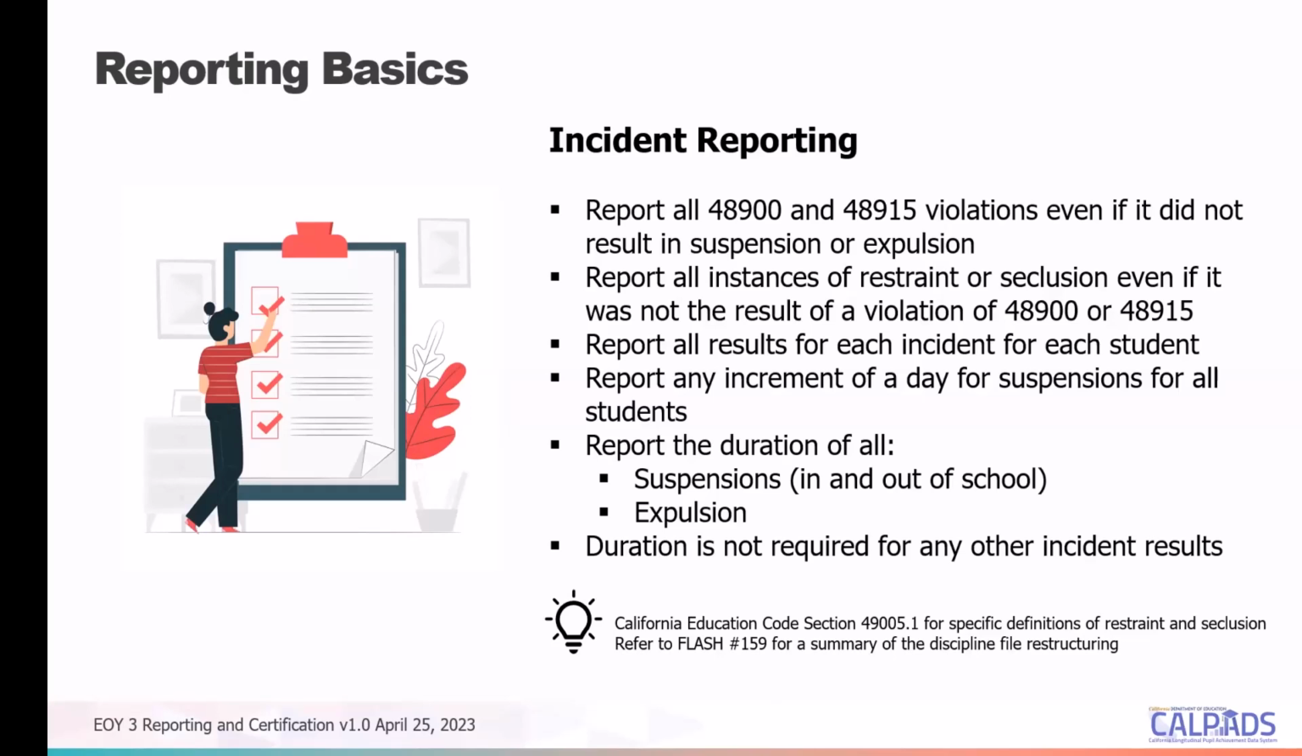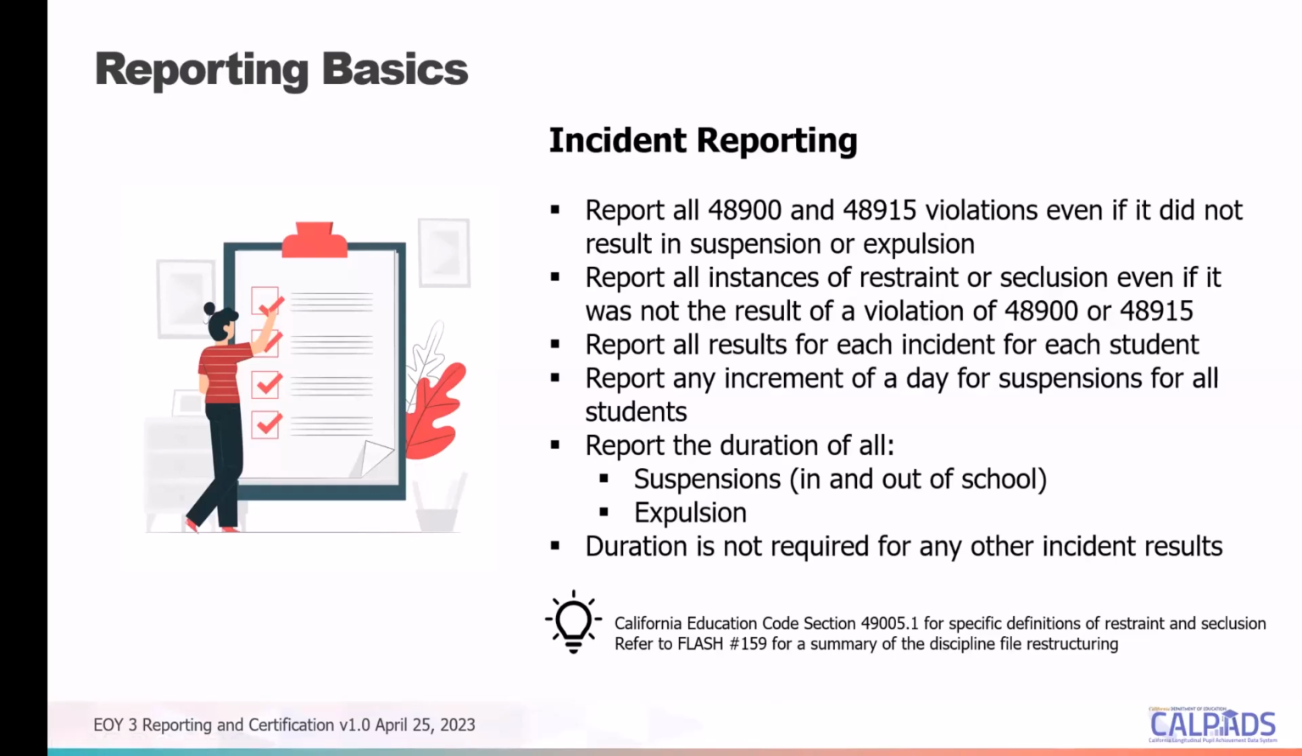There's a greater definition for what seclusion is. We'll cover that later. But just to paint the picture, right? Sometimes seclusion could be to protect the student from themselves and others. It may not be a violation. Report all results for each incident, right? So again, me and Marshall get into a fight. I get an in-school suspension and an out-of-school suspension. Those are two different results.